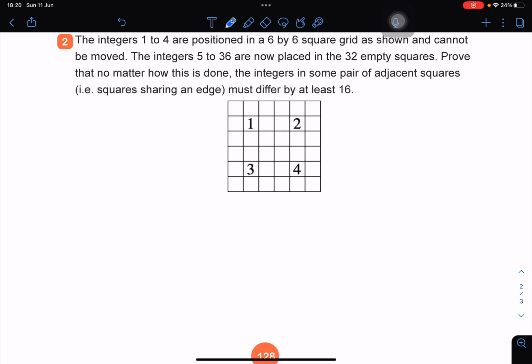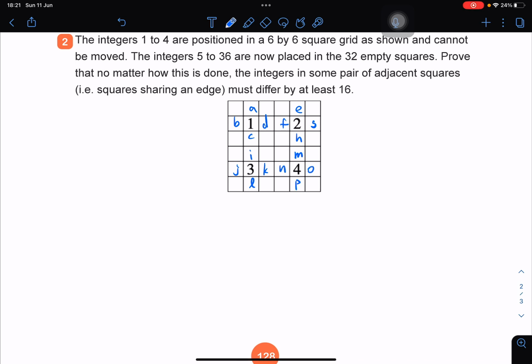So, 16 is a very special number. We can see that 16 is 4 times 4, right? And now we have four numbers given. For each of them, they will have 4 adjacent boxes. So why don't we name them by the letters? Say A, B, C, D, E, F, G, H, I, J, K, L, M, N, O, P.